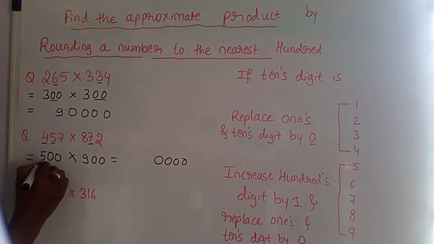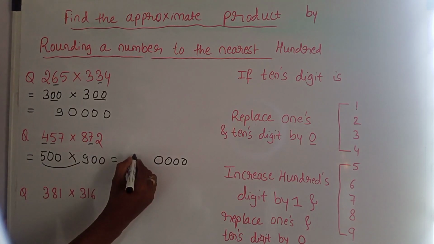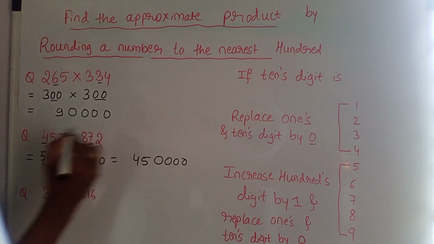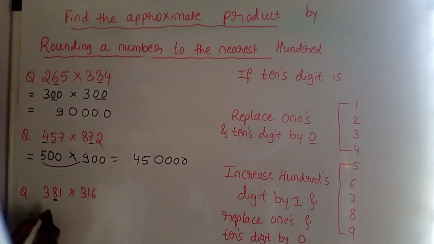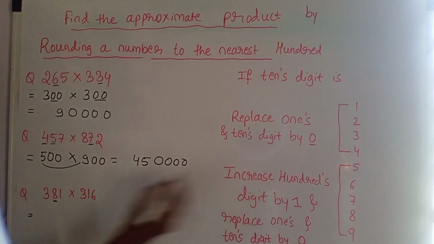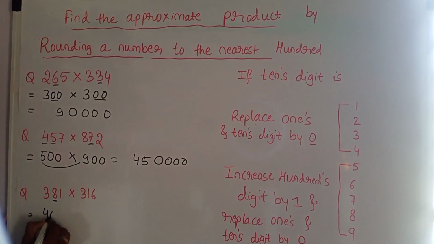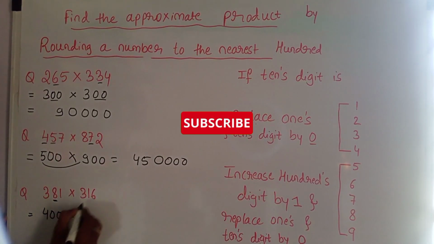9 5s are 45. 5 9s are 45. That is 4,50,000 is the answer. Check the tens digit 8. It is greater than 5. Therefore, increase hundreds digit by 1. That is 400.